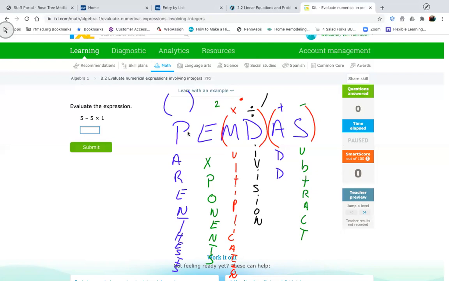So let's look at this guy. 5 minus 5 times 1. Now I'm going to rewrite this right here. The first thing I need to do is the multiplication. So I have 5 minus, notice I didn't do anything with that. But these guys, I have to multiply. So 5 times 1 is 5. And now I do my subtraction because that's the only thing left. And my answer is 0.